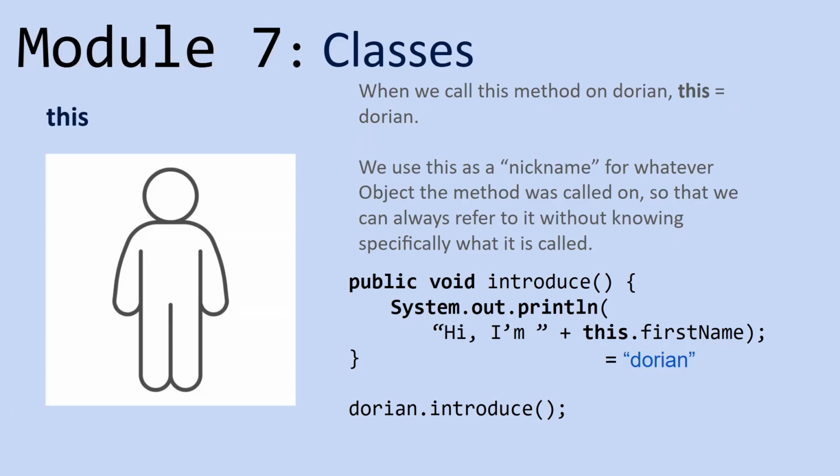Because honestly, it would be impossible to know every object that is going to try and call the introduce method. And we don't want to have to make different versions for any object that would call the introduce method. That wouldn't make sense. So we just use this as a placeholder for the object the introduce method was called on. So this dot first name would give us Dorian when we call the introduce method on Dorian. So hopefully that makes sense.